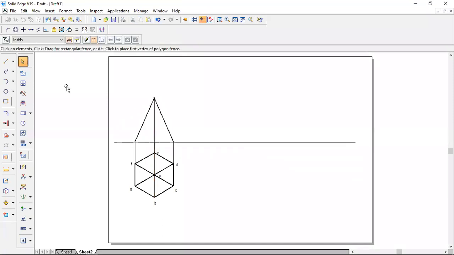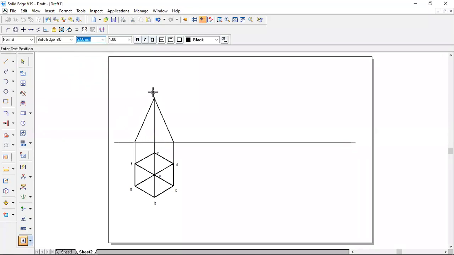After finishing this, naming is done. The apex is going to be O dash here, and this is going to be E dash F dash. Here it is A dash F dash. A dash is visible, but F dash is not visible, so that should be shown in a bracket.